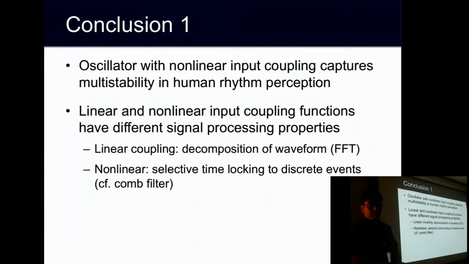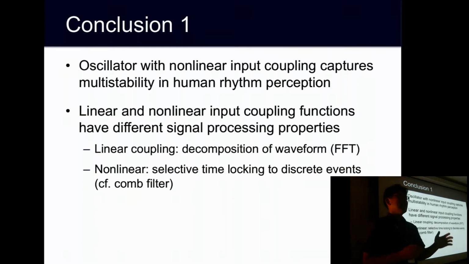So to conclude the first part, an oscillator with a nonlinear input coupling function captures multistability in human rhythm perception. Linear and nonlinear input coupling functions have different signal processing properties. It's not that one is good or one is bad; they're doing different kinds of signal processing. Linear coupling does decomposition of the waveform, just like a Fourier transform, but nonlinear coupling allows oscillators to selectively lock to discrete time events. So it's similar to a comb filter, but the comb filter's output tends to have all possible responses added together.